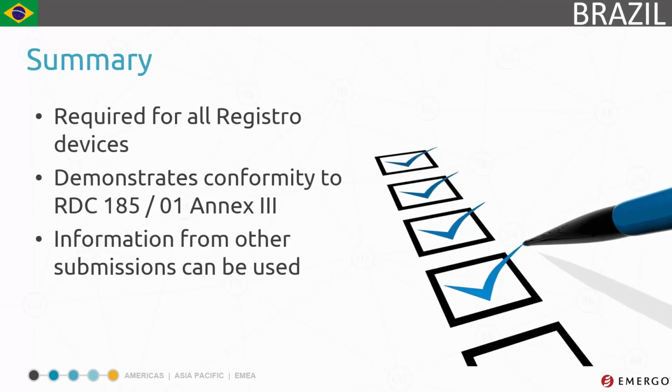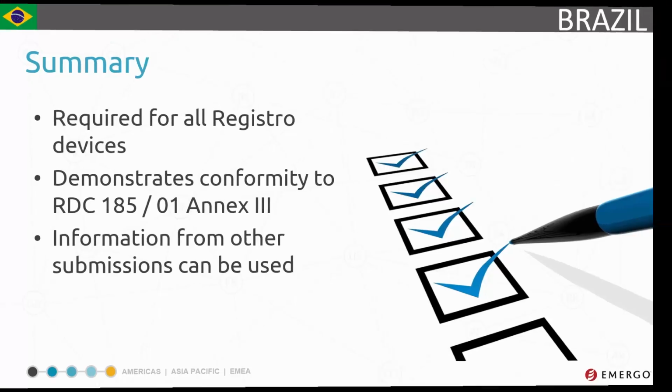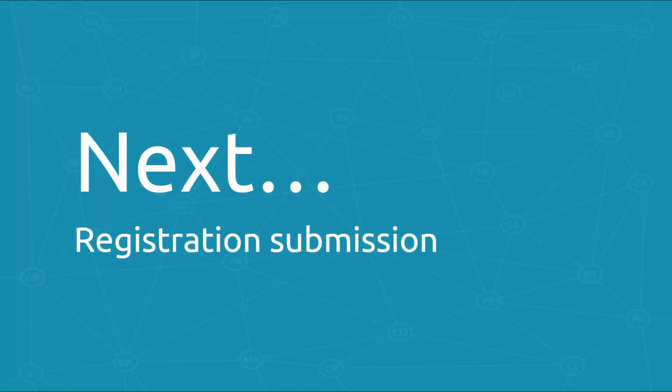In this section, you learned that your technical file is required for all devices following the registro registration pathway. You also learned that the technical file represents all of the documentation of processes, safety and effectiveness, and labeling of your device. Finally, we discussed that Annex 3, A, B, and C of RDC 185 of 2001 cover what should be included, and that the technical file information you use in other countries' submissions is usually acceptable. The next section covers the submission of your application to Anvisa.